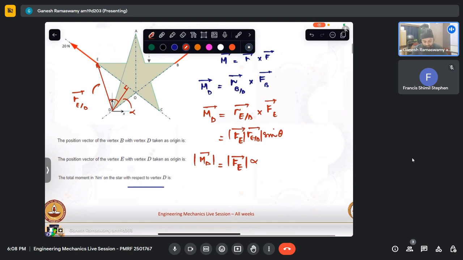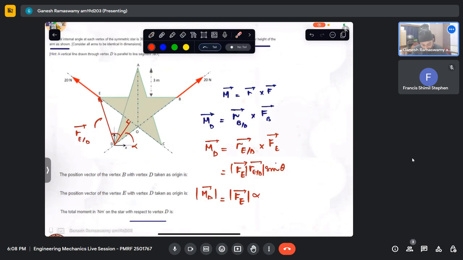So I can right away see from the question that I know this distance alpha, and I know the force F, it is 20. So right away I can write the moment to be 60 Newton meter. As for the position vector, it is just basic. Yes, please, any questions?